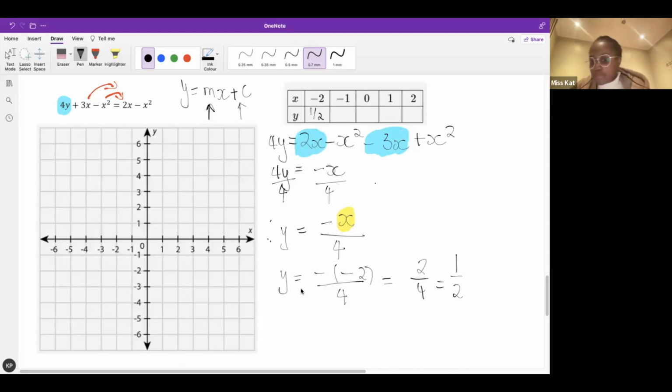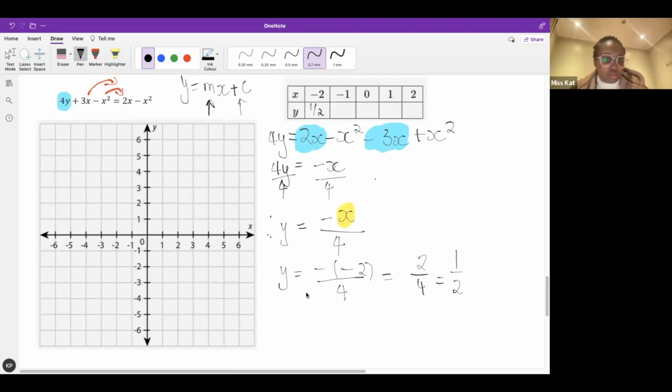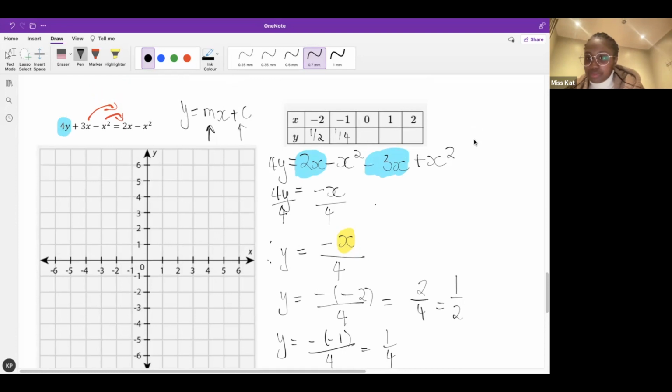Did you do the others? Yes, ma'am. Okay, let's go for it. Let's do the negative 1. Negative, open brackets, negative 1, close brackets, divided by 4 gave me 1 over 4. Beautiful. 1 over 4. What about 0? I said negative, open brackets, 0, close brackets, divided by 4 gave me 0. Beautiful. Y equals 0 divided by 4. This will give you 0.